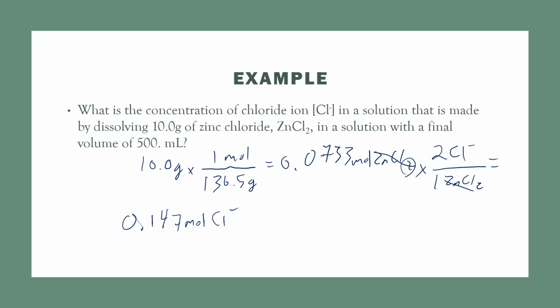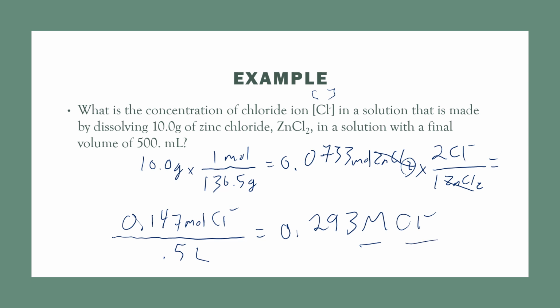And now that we have the moles of chloride, I can divide by the volume in liters. And remember, brackets means molarity. Molarity is moles per liter. So 500 milliliters, that's 0.5 liters. And so when you go ahead and divide that, you'll get 0.293 molar solution. And that's for your chloride ions. Remember to label your unit and your substance.